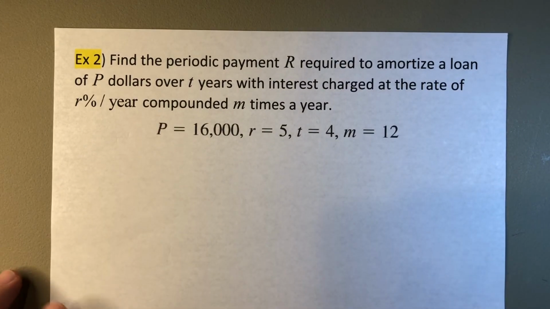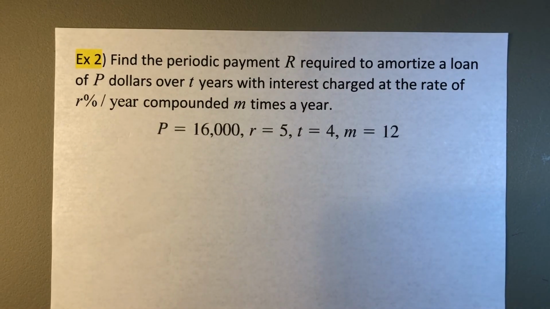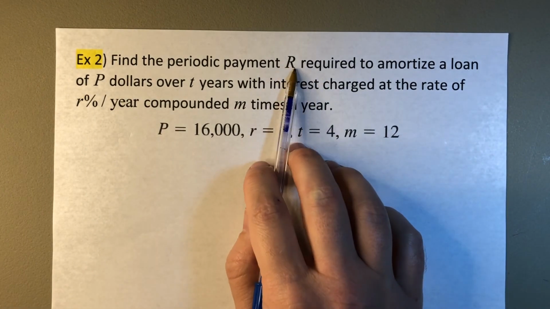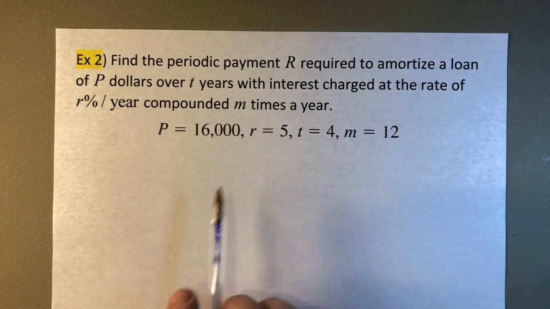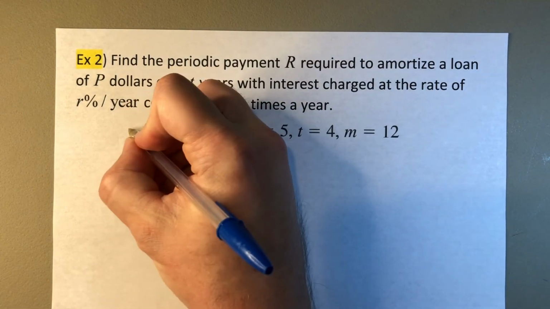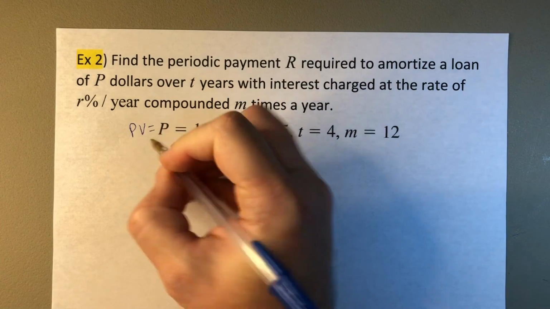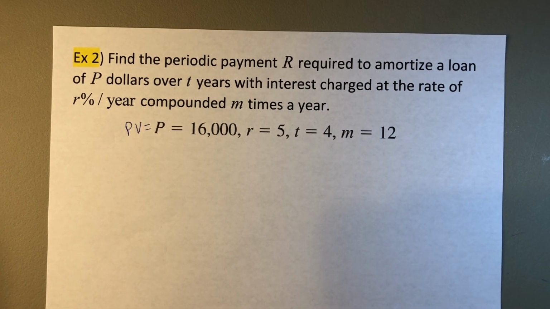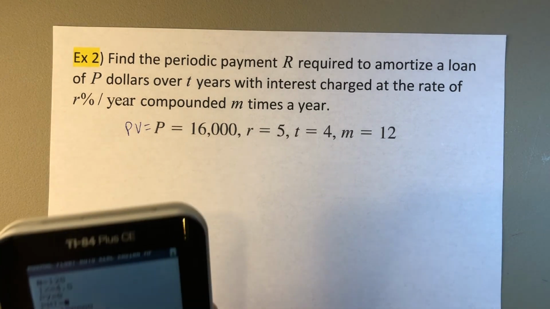Okay, example number 2. This is similar to our first example, except now we're trying to figure out the payment required to amortize a loan. So this is going to be present value. P goes with present value if we're looking at it in terms of our calculator. All right, so let's just cut to the chase here.